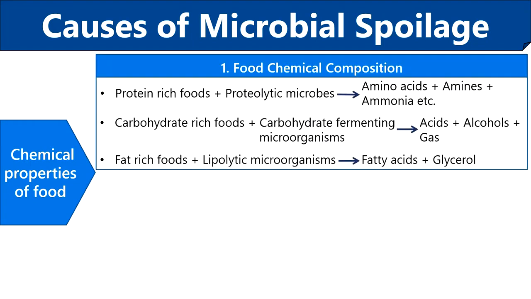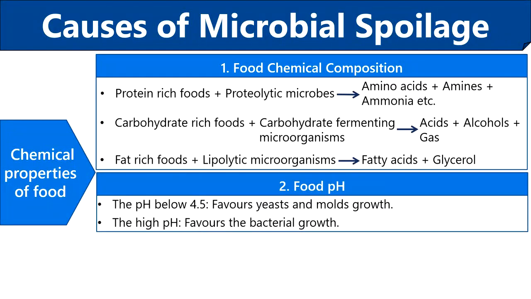Starting with the food chemical composition, proteolytic microbes degrade protein-rich foods through protease enzymatic activity and produce amino acids, amines, ammonia, etc. Carbohydrate fermenting microbes like some yeast, mold, and bacteria break down carbohydrate-rich foods and produce acid, alcohol, and gas. Lipolytic microorganisms degrade lipid or fat-rich foods to produce fatty acids and glycerol, and they include some molds and gram-negative bacteria.